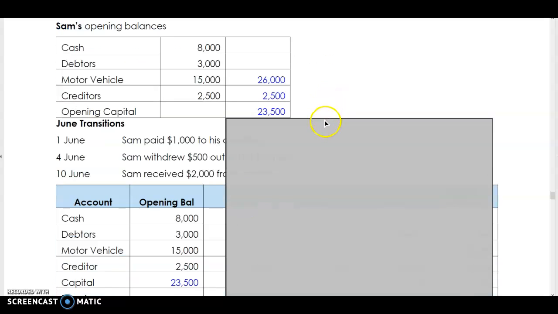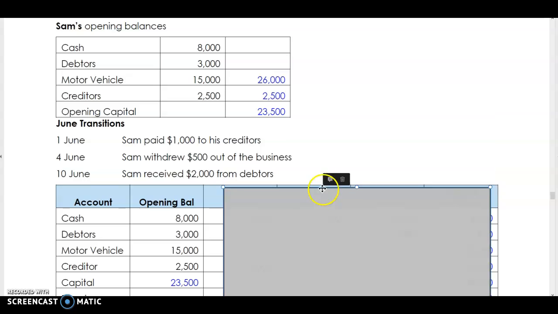And then we have three transactions. So let's have a look at these transactions for June. On the 1st, Sam paid $1,000 to his creditors. On the 4th, Sam withdrew $500 out of the business. And on the 10th, Sam received $2,000 from debtors. And what we're doing here in this exercise is continuing with the duality concept, where every transaction has at least two effects on two different accounts.